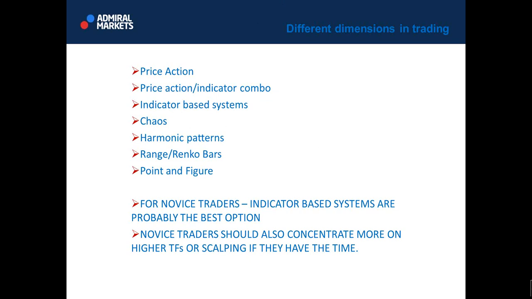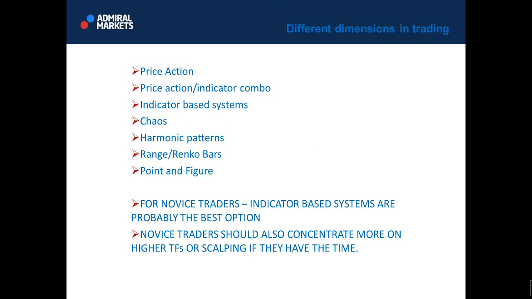Some systems are purely indicator based systems with custom indicators. Harmonic patterns, totally different way of trading. Range Renko bars, again different way of trading. They just do not use any time frame. They use only range pip bars. Then point and figure, everything is different.